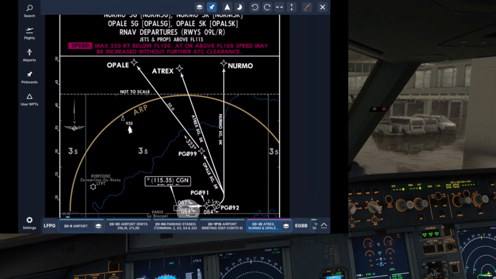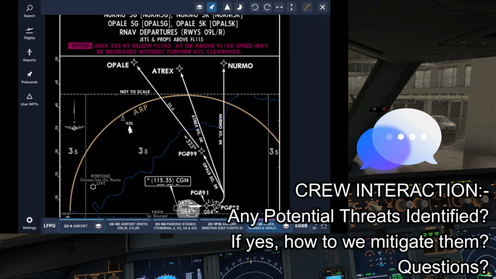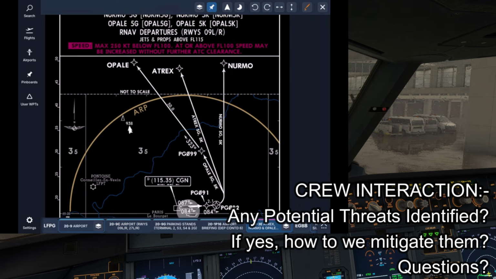Let's now look at any threats and error management. So we know that we've spoken about the threats such as the low visibilities in place, contamination, hence the TOGA, slow taxis, all of that stuff. The weather is probably the biggest threat. However, there are a couple of other things on our flight today which are worth noting.